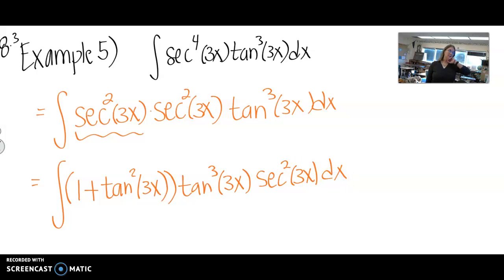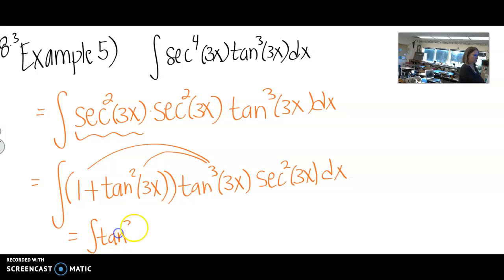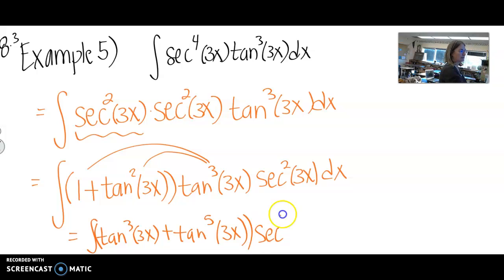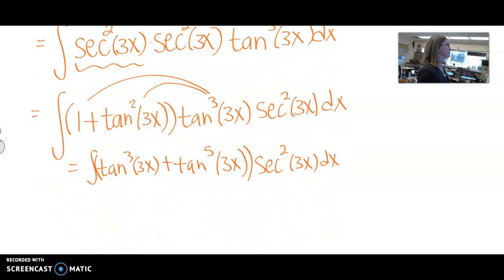All right, so what did I do that for? Well, you'll see if we distribute our tangent through, we end up with tangent cubed multiplying by a 1 of 3x, and then plus, add your exponents and you get tangent to the fifth of 3x. All of that times secant squared 3x dx. All right, now we can use u substitution to evaluate our integral.